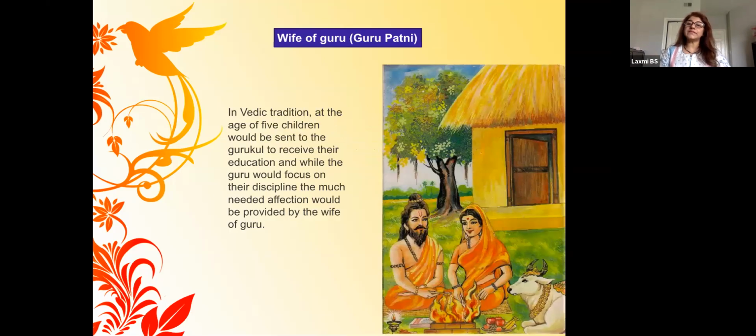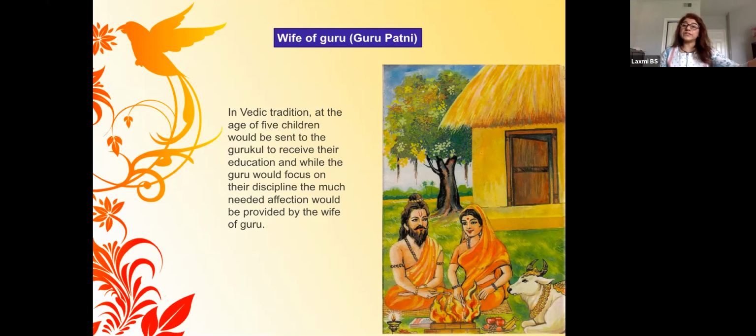Okay, second one is wife of Guru, which is Guru Patni. There was a tradition during the Vedic time that when kids were 5 years of age, they used to be sent to the Gurukul for their higher education, where Guru would teach them everything, not just studies, but life skills as well, and different kinds of skills like archery, if you remember. Any kind of life related skills they would teach. They will make you a complete person, teaching you everything. That is something Guru used to do in the Gurukul.